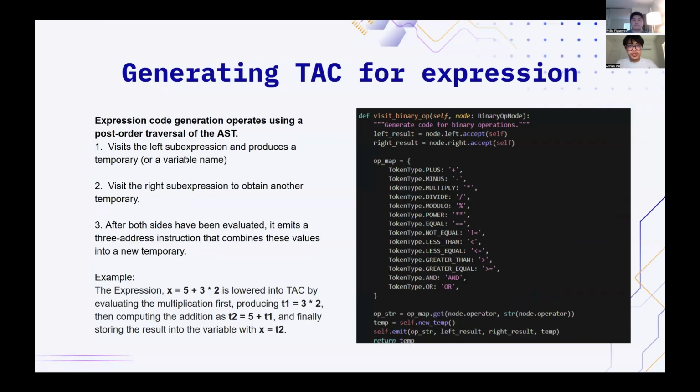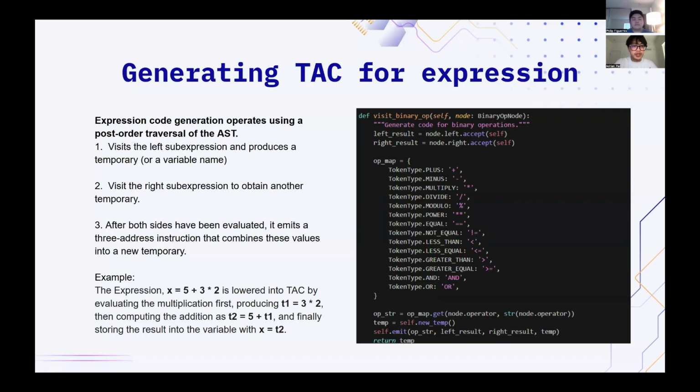For example, generating TAC for expressions. Expression code generation operates using a post-order traversal of the AST. It will first visit the left subexpression and produce a temporary or variable name. It will then visit the right subexpression to obtain another temporary. And after both sides have been evaluated, it emits a three-address instruction that combines these values into a new temporary.